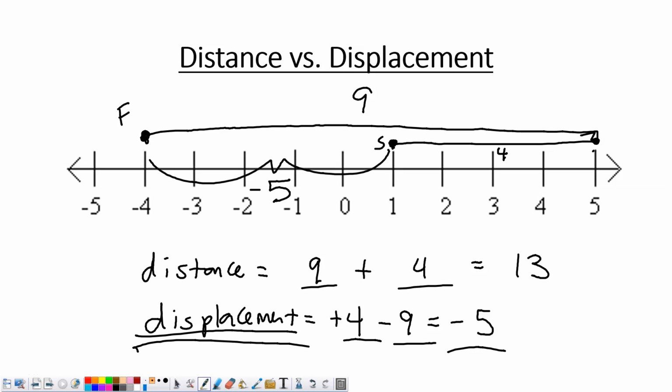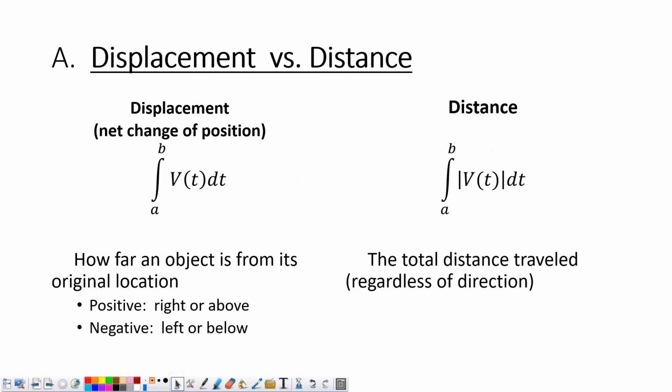Now another way you could have written distance, by the way, is you could have written it the same way you did displacement, but just put absolute values on there, right? Distance is an absolute value concept. Matter of fact, that's the definition of absolute value. It's the distance from zero. So, knowing that, let's move into the calculus side of this.